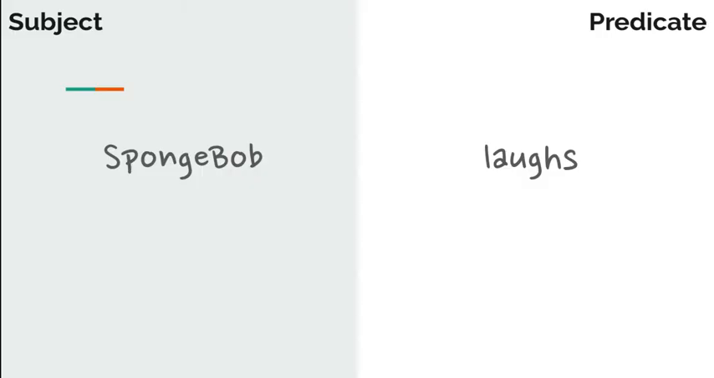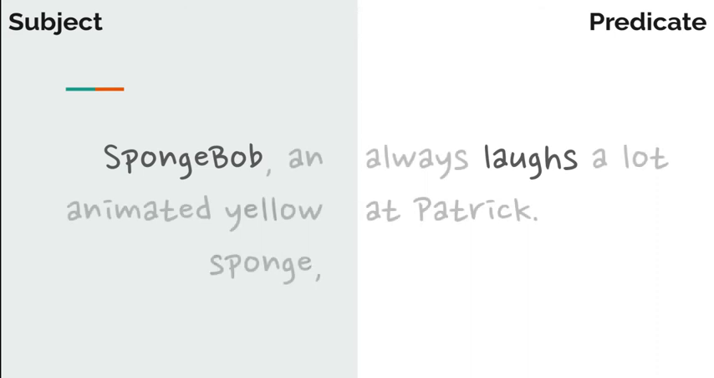Every complete sentence needs a subject and a predicate. So a sentence fragment is missing one or both of these things. It's easy to tell if this sentence is missing something, but when there's more going on, it's easier to leave something out. Let's take a look at how it might happen.